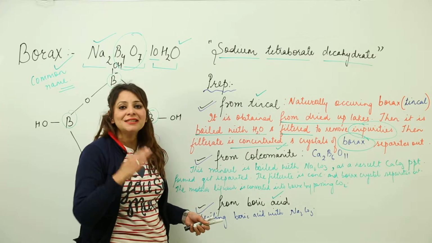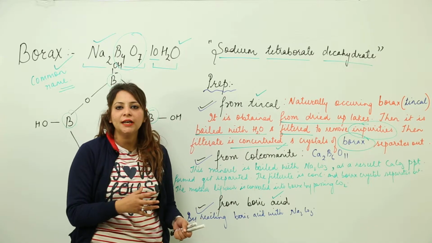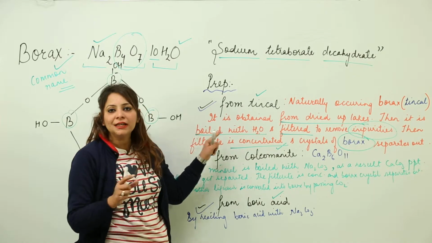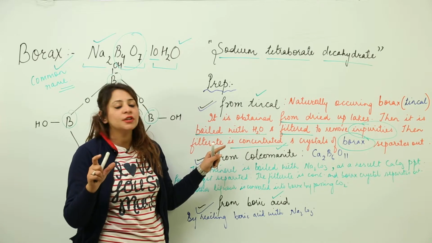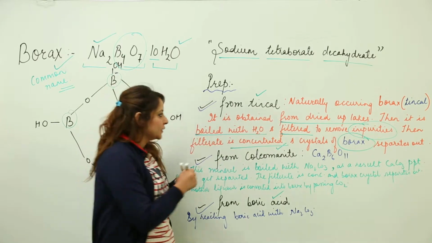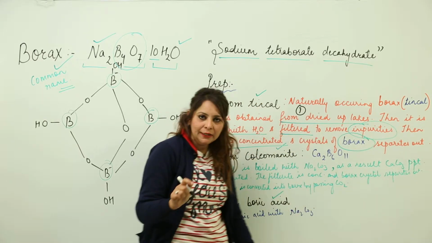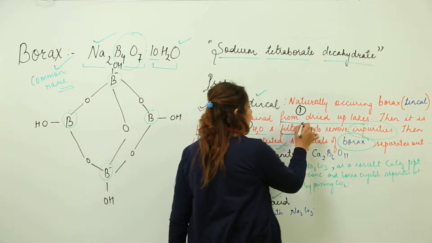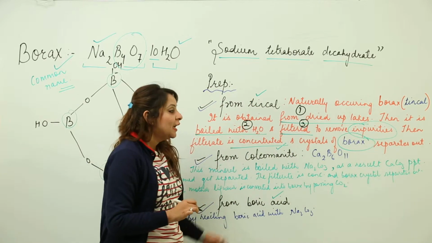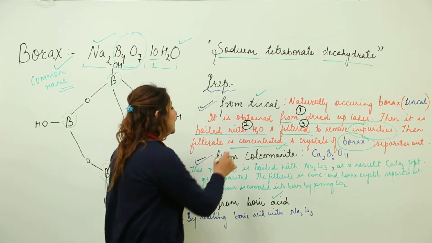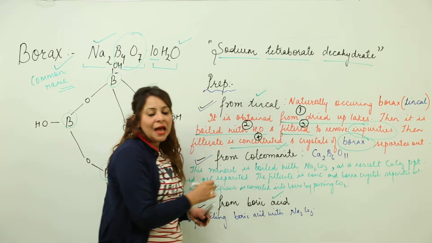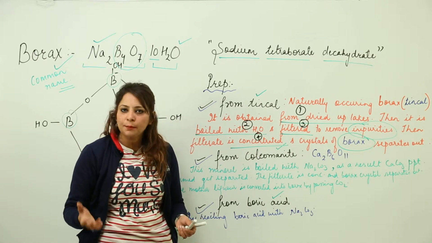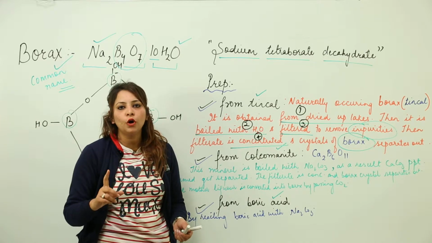So again, what are the steps involved when you obtain the crystals of borax from tinkal? We know that tinkal is naturally occurring borax, obtained from dried up lakes. First, collect the tinkal from dried up lakes. Second, add water and boil it. Third, filter it in order to remove the impurities. After that, concentrate the filtrate, and when you concentrate it, the crystals of borax get separated. So this is how you obtain it from tinkal.